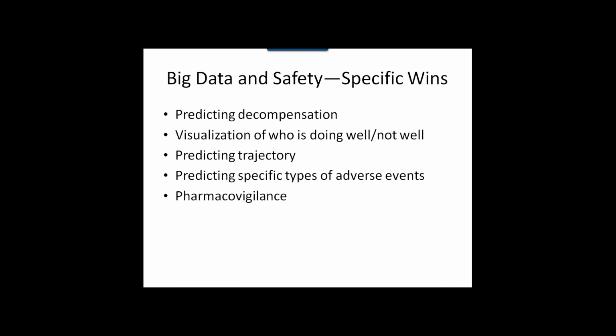With safety in particular, I think there are some specific wins. Some of the earliest ones will be predicting decompensation, visualization of who's doing well and not well, for example, in places like the intensive care unit, in the emergency department. If you have a big screen that lets you look at that and tell at a glance who your most sick patients are, that can be really helpful. Predicting the trajectory will be very useful. Predicting specific types of adverse events will be useful. And I think big data will be very useful for pharmacovigilance.